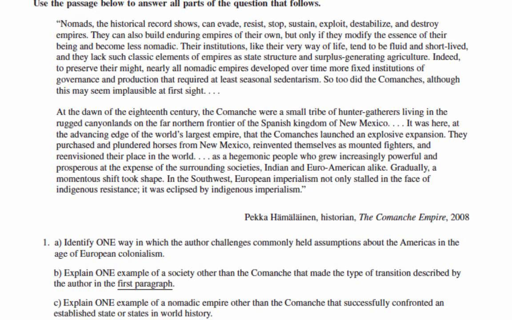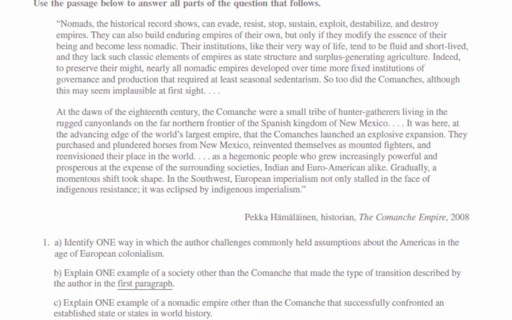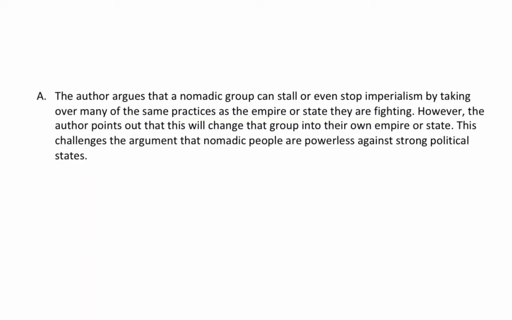So if we look at the overall gist of this particular secondary source, the argument is that nomadic tribes were able to stall empires that were building at the time period. They did this, but over time, in order to become politically stable and powerful, they too would have to become empires themselves. So if we take a look at the answer to A, a possible answer would look like the following. The author argues that a nomadic group can stall or even stop imperialism by taking over many of the same practices as the empire state they are fighting.